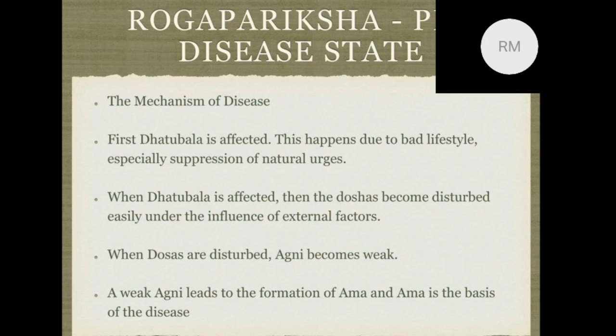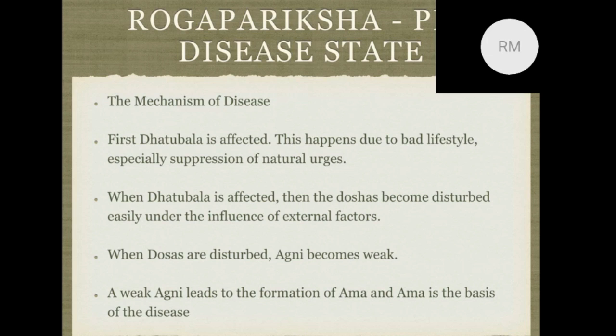So this is the sequence that when dhatus are weak and when the external factors in the body get disturbed, and doshas get disturbed, and when Agni is weak, then Ama is formed. And Ama is the basis of disease. So this is the development of pathology according to Ayurveda.